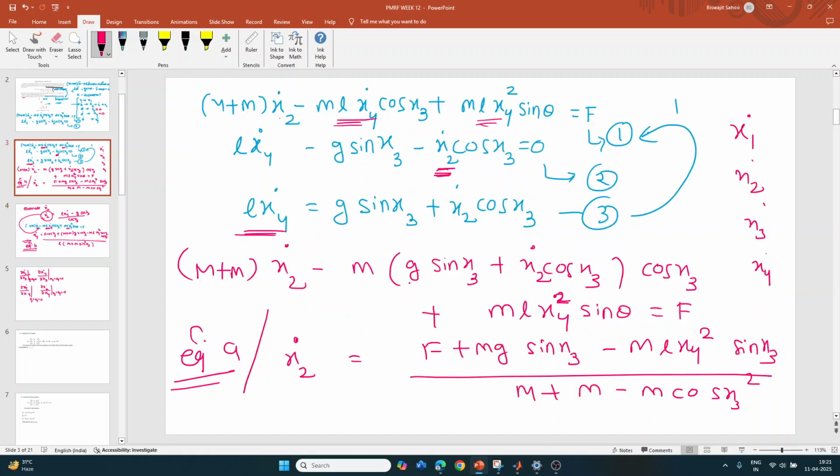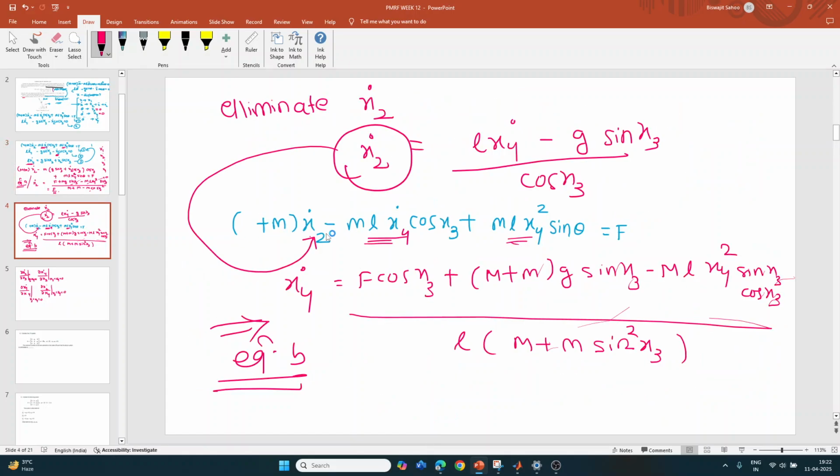Whenever you put x3 and x4 equal to 0, this value is going to 0, this value is going to 0, sine x3 is going to 0. So what is remaining, only that sine x3, and x3 is 0, sine 0 is 0. So the only remaining thing is f by m. Like that you have to find out every term.